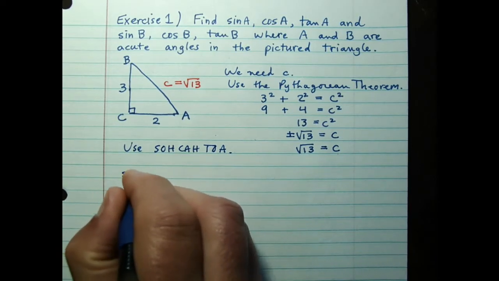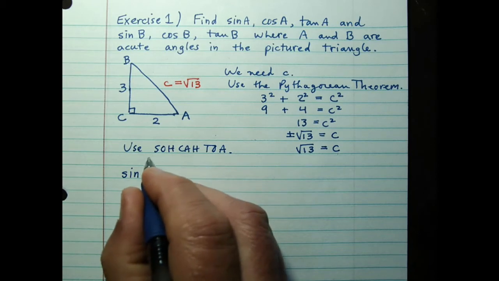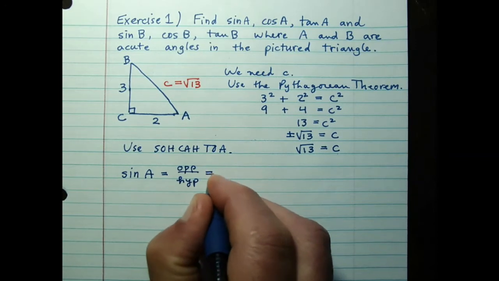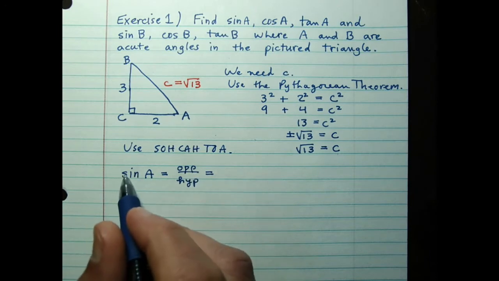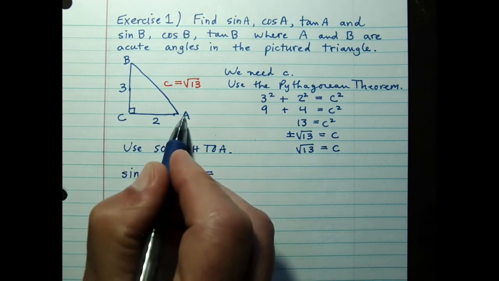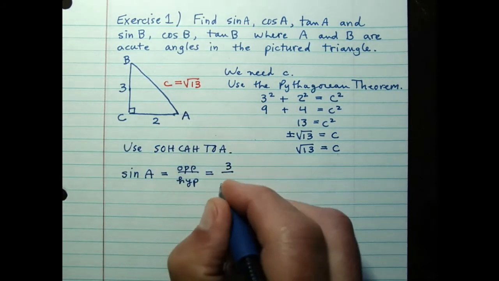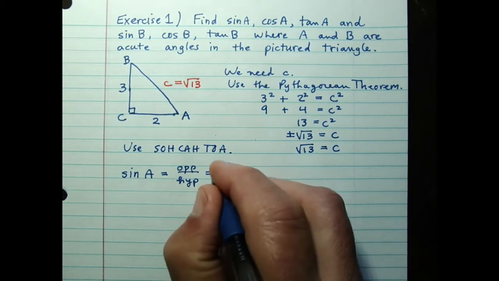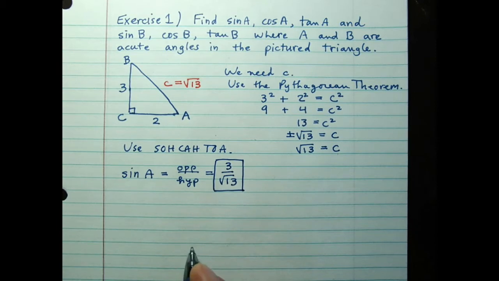So let's maybe start with sine A. Sine A, now SOHCAHTOA says sine is opposite over hypotenuse. But now, opposite depends. Opposite to A is not opposite to B and vice versa. So opposite to A is the side that's labeled 3, and the hypotenuse is square root of 13. And 3 over the square root of 13, I'm perfectly happy if you just stop there and leave your answer with that square root in the denominator. 3 over square root of 13.